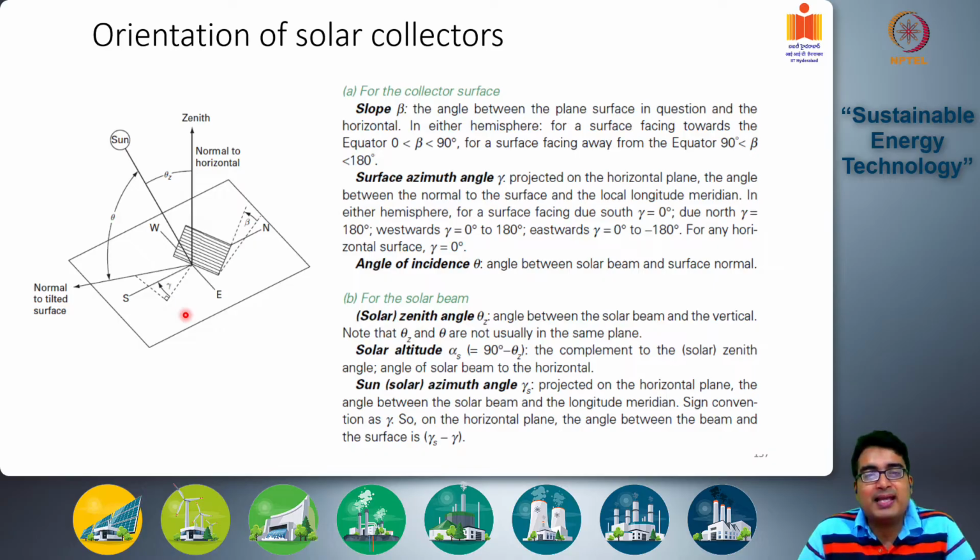This is called the surface azimuthal angle. We will discuss this in more detail later. This is the normal to the solar collector surface.